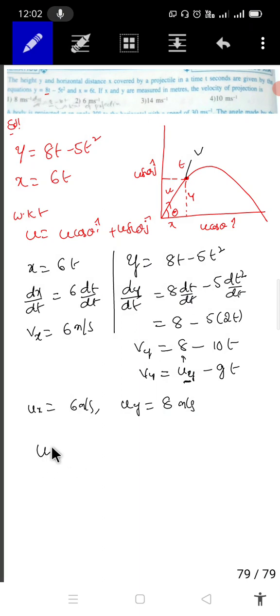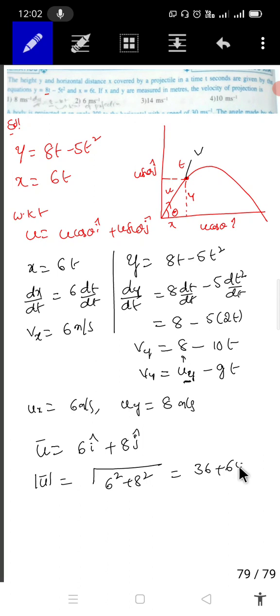So the initial velocity u equals 6 i cap plus 8 j cap. We calculate the magnitude: root over 6 squared plus 8 squared, which is root over 36 plus 64. So mod u equals root over 100, which is nothing but 10 meter per second. So the initial velocity of this projectile is 10 meter per second. So the answer is 10 meter per second. Okay, thank you.